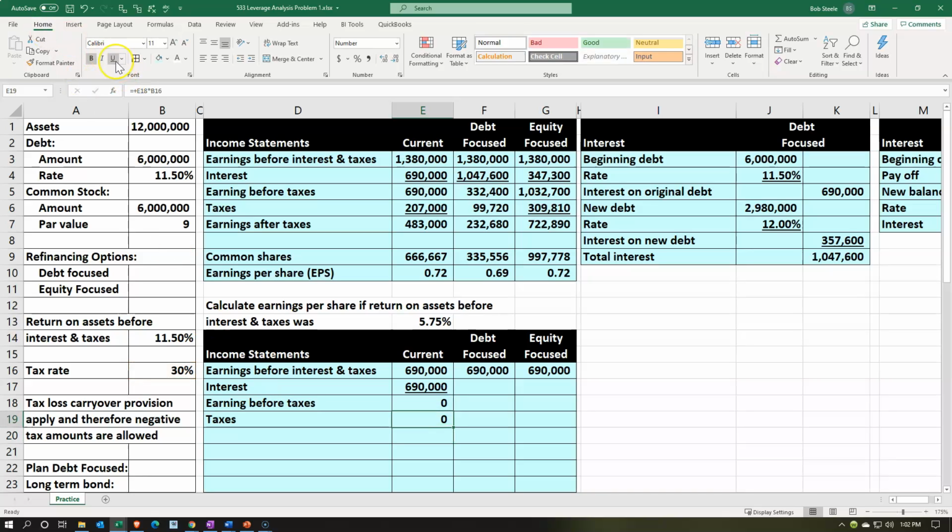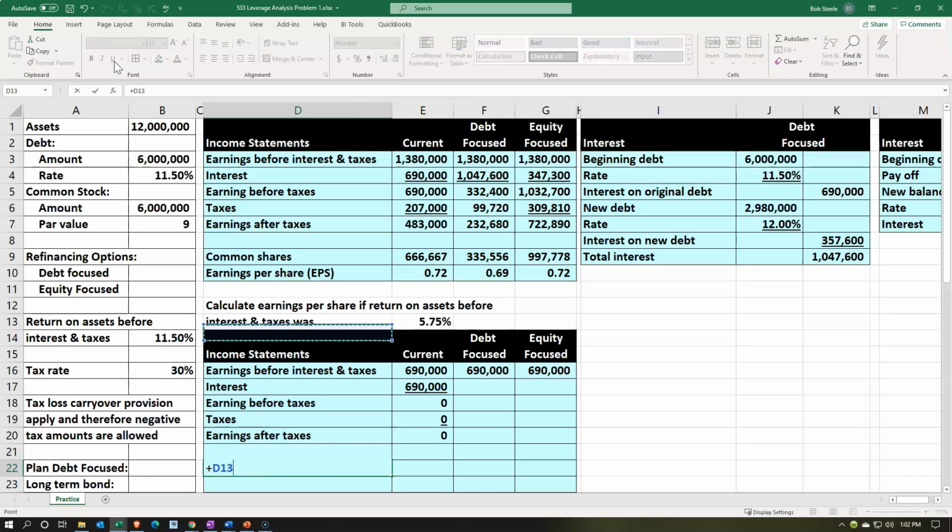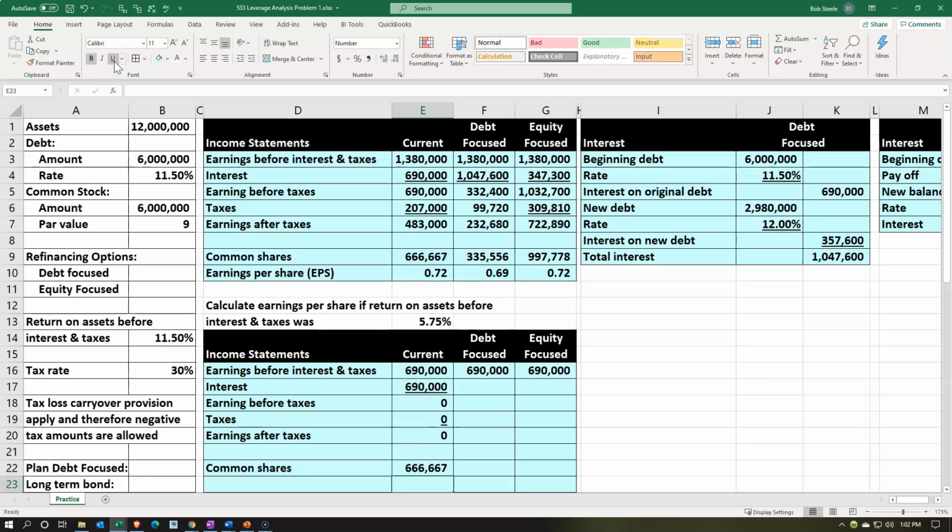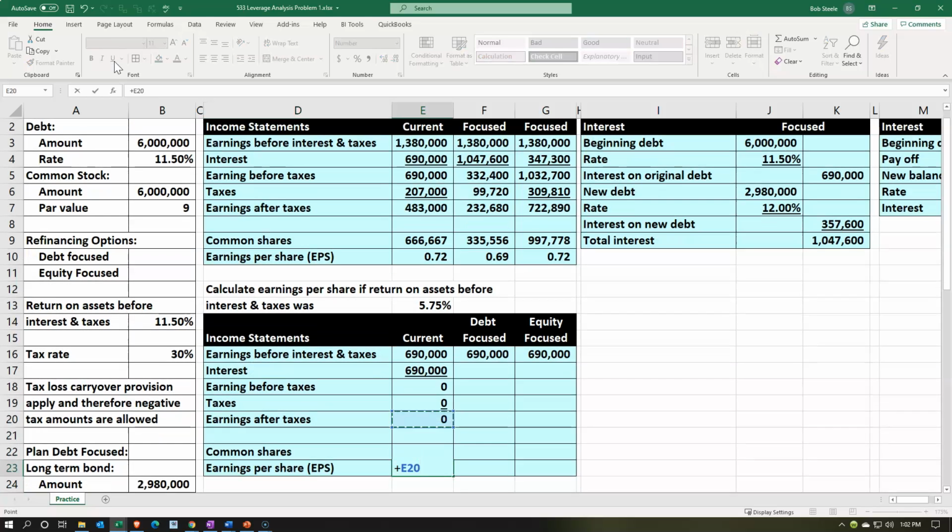And then the earnings after taxes. Earnings after taxes are going to be 0, because 0 minus 0 is 0. And then if we think about our common stock that are going to be outstanding, that's the same as it was before, the 666,667. And the earnings per share then is going to be, of course, 0, because 0 divided by this is 0.